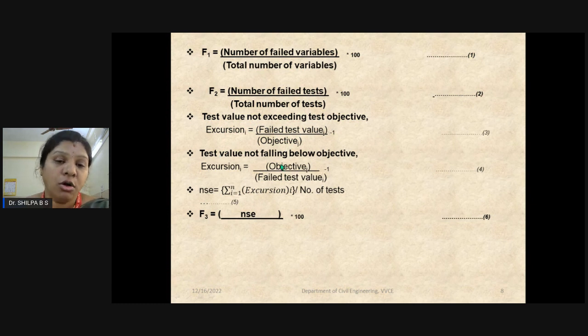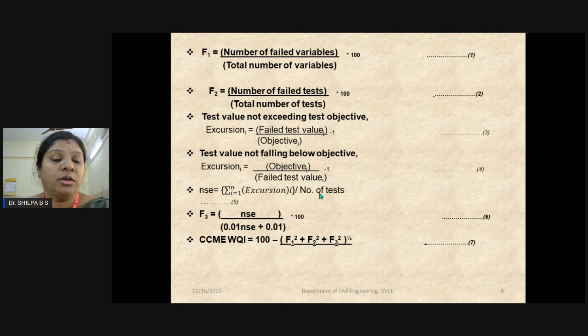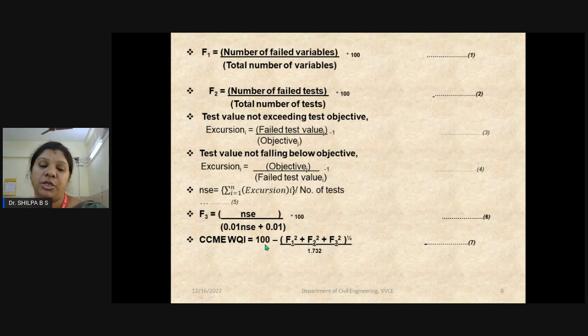For test values that must not fall below the objective, the excursion is calculated using this relation: objective divided by the failed test value, minus 1. Using these excursions we calculate the NSE, the normalized sum of excursions, by dividing the sum by the number of tests that we conduct. Then using this NSE value we calculate F3 as NSE divided by 0.01 NSE plus 0.01, into 100. Then we can calculate the CCME WQI using this relation: 100 minus the square root of F1 square plus F2 square plus F3 square, divided by 1.732.